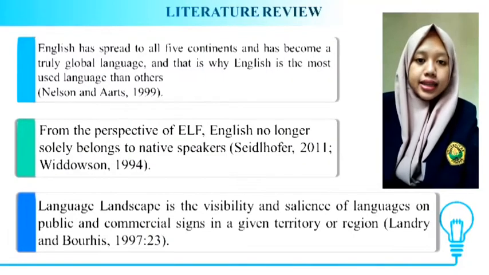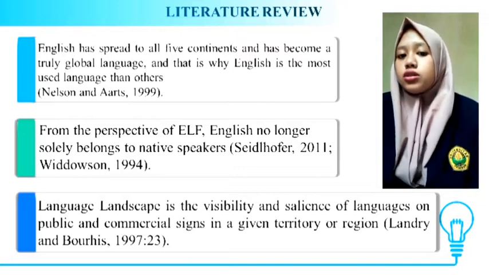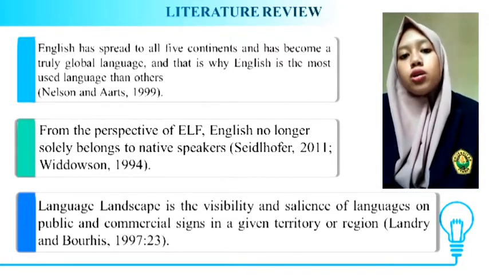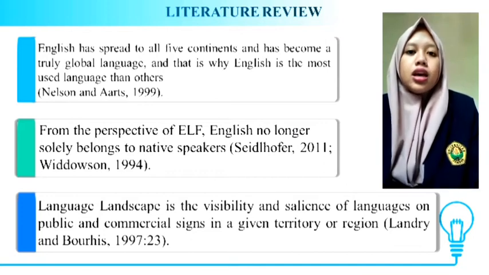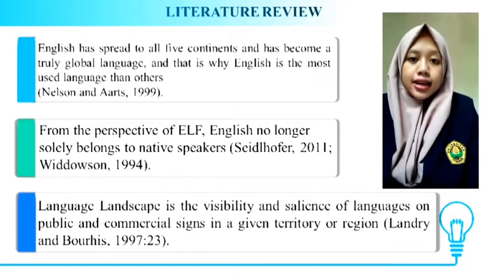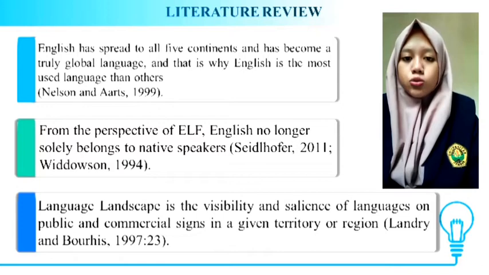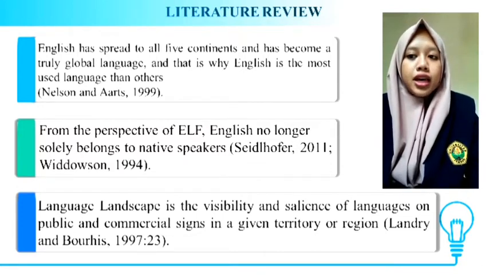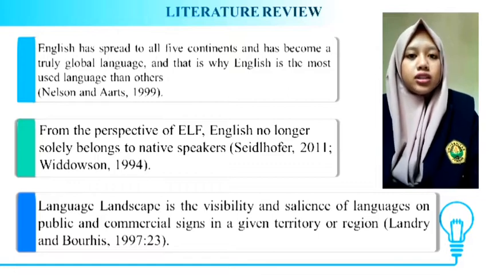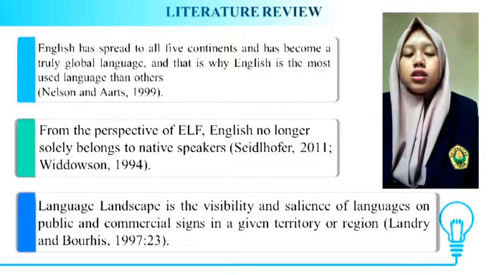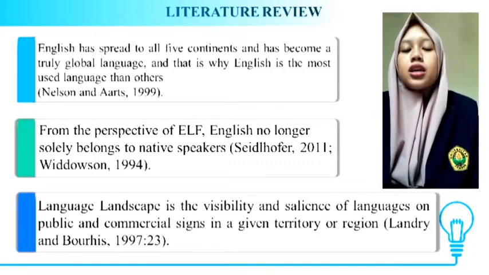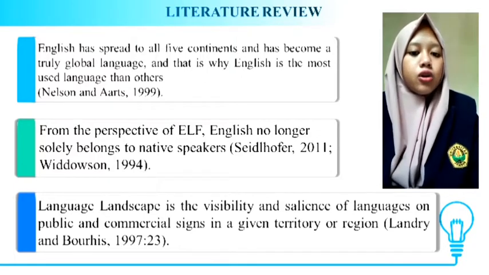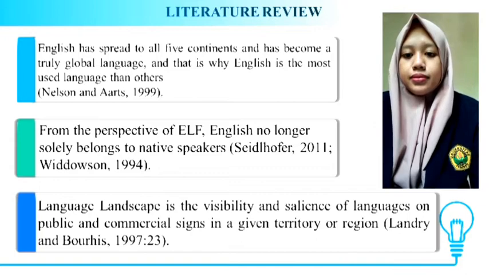So, the next is the literature review. We use three literature reviews here. The first is the reason why English is the most used language compared to the others. It is because English has spread to all five continents in this world. The second is the perspective of ELF. ELF says that English no longer belongs to native speakers, because the number of non-native speakers is bigger than native speakers. And the last is what linguistic landscape is.